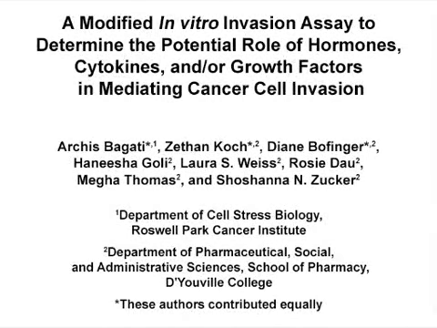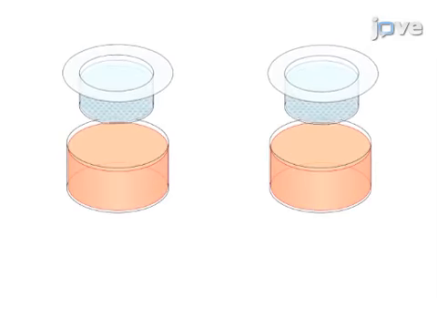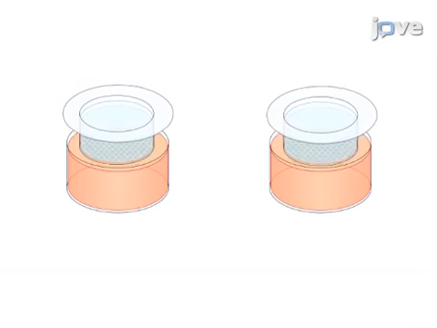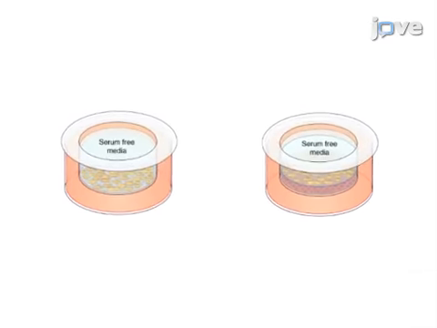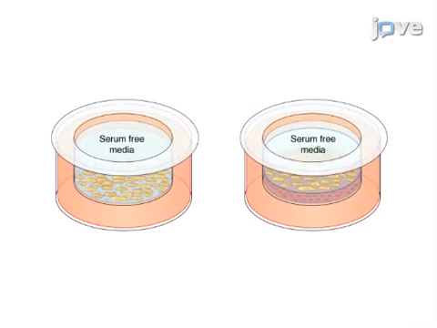The overall goal of the following experiment is to establish an in vitro assay for examining the role of hormones, cytokines, and/or growth factors in driving cancer cell invasion. This is achieved by determining whether there is a difference between the invasion index of different cell variants or mutants.